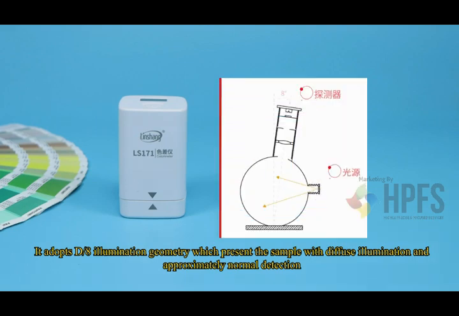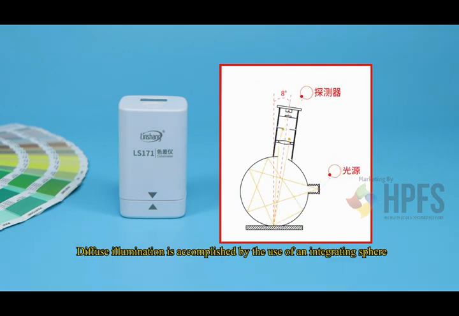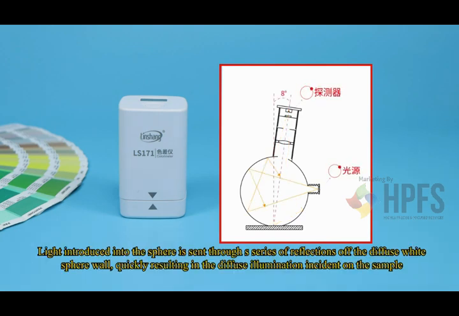It adopts D/8 illumination geometry, which presents the sample with diffuse illumination and approximately normal detection. Diffuse illumination is accomplished by the use of an integrating sphere. Light introduced into the sphere is sent through a series of reflections off the diffuse white sphere wall, quickly resulting in the diffuse illumination incident on the sample.